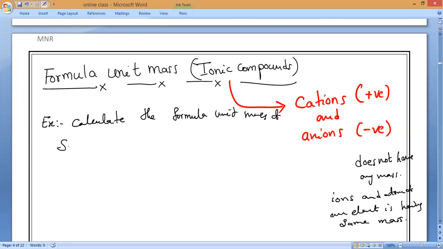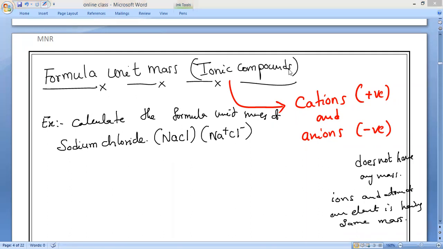What is the formula of sodium chloride? Na plus and Cl minus. Is it right or wrong? We will say Na plus and Cl minus. This charge does not have any importance. Please remember, again the same formula will apply.